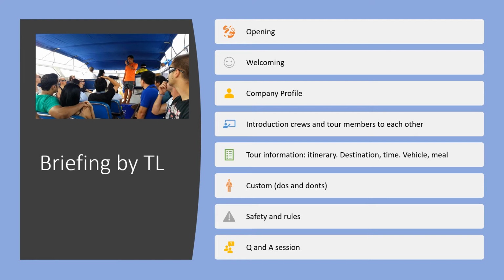And these are the steps when a tour leader gives a briefing to the visitors. The first one is opening, the second one is welcoming, the third one is giving an overview, a general explanation about the company profile, then introducing the crew and tour members to each other. The next one is giving tour information, such as the itinerary, destination, time, vehicle, meals, and so on.